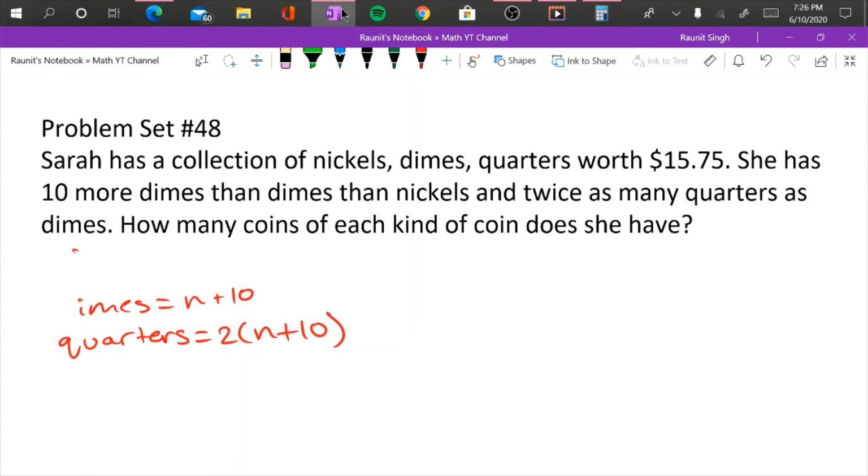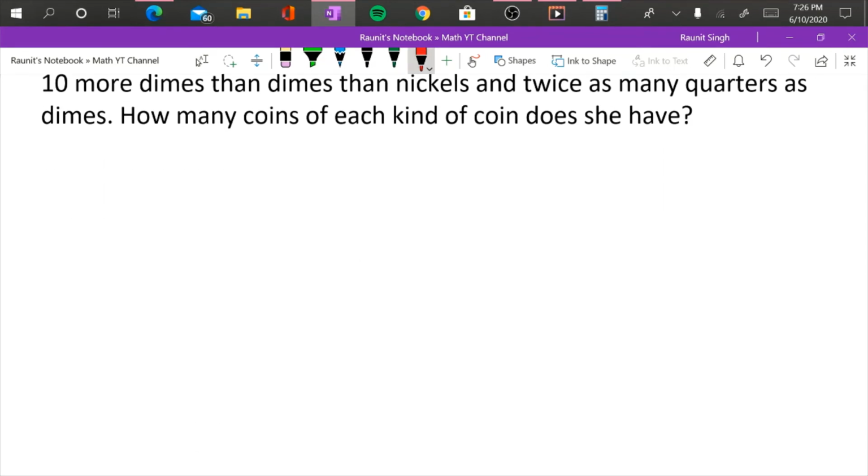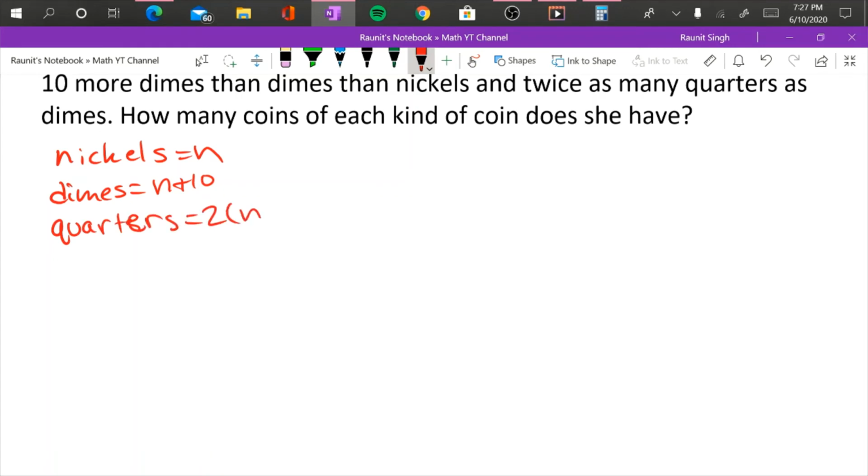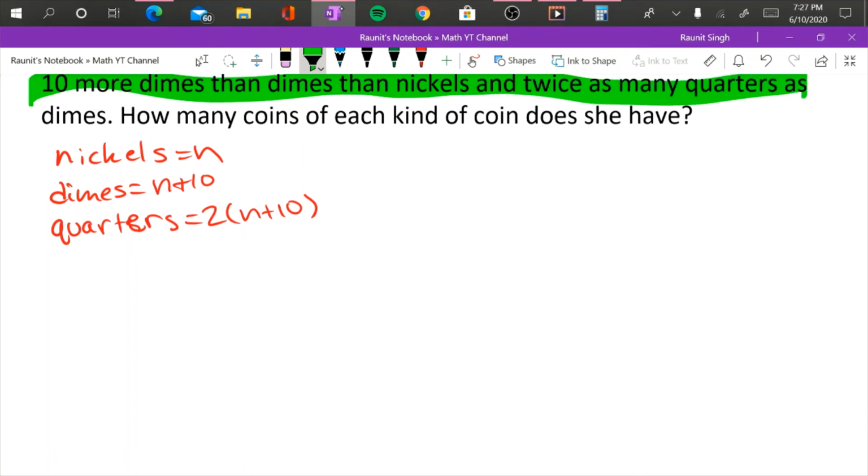That actually looks like really bad handwriting. So nickels is equal to n, dimes is equal to n plus 10, and quarters is equal to 2 times n plus 10, as it says in the paragraph in this one line and a little bit in the next.